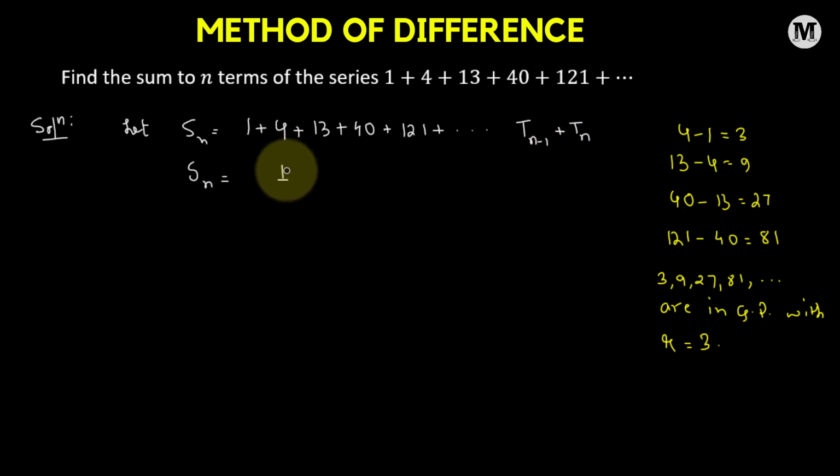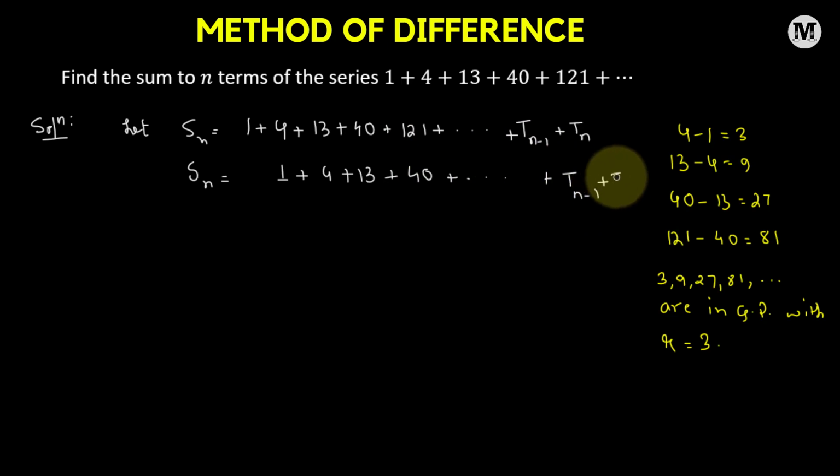So now what we'll do, we'll take the first term 1 and write it below 4. For the next term we will consider 4 and we're going to write it below 13. Then we have 13, we're going to write it below 40, and the term 40 will be written below 121. So this is going to continue. Then we have Tn minus 1 added to Tn. Right. Now what we'll do, we're going to subtract both of the two series.